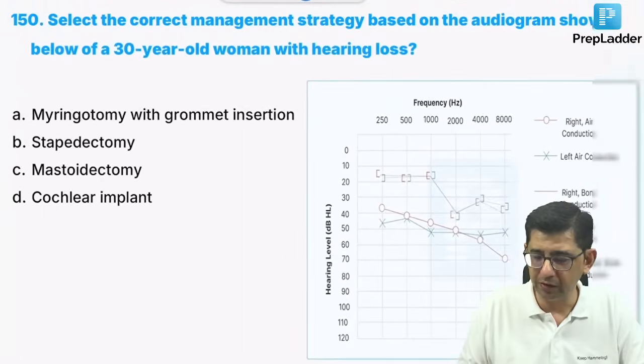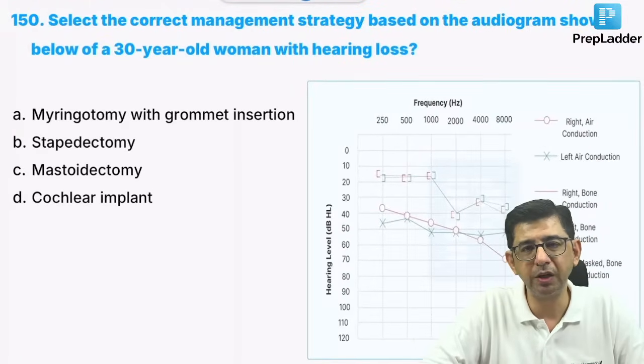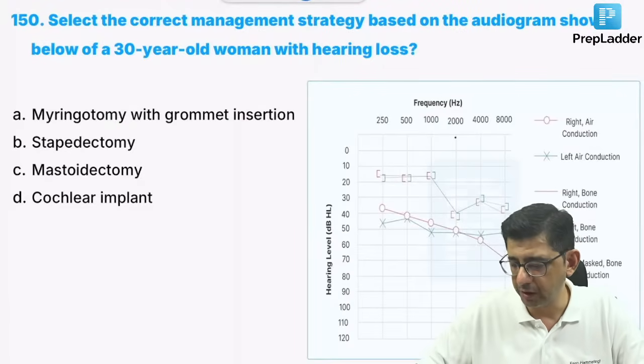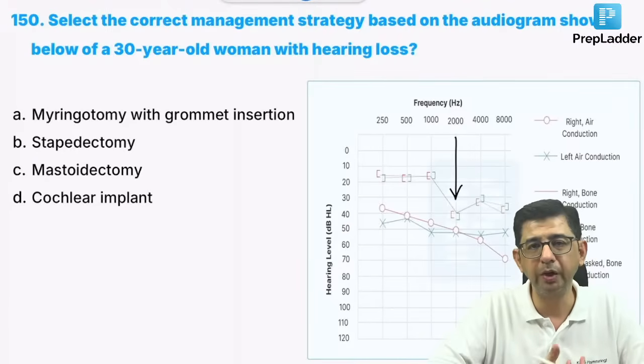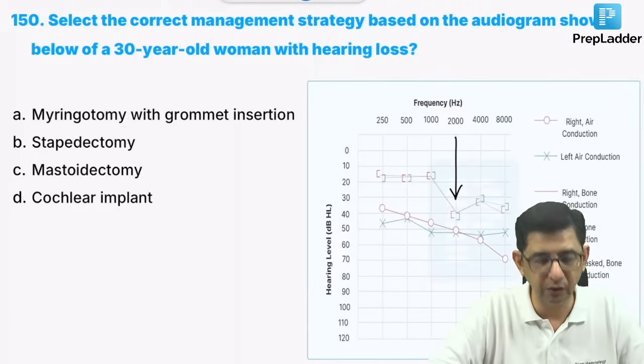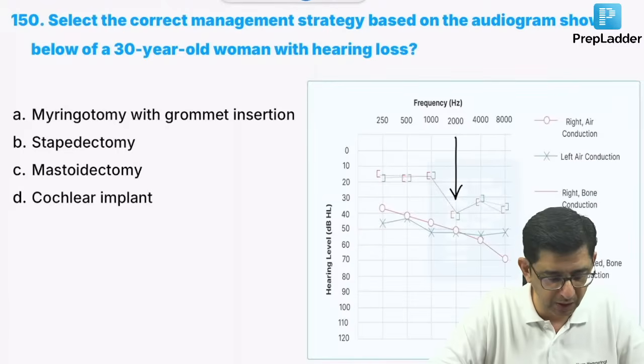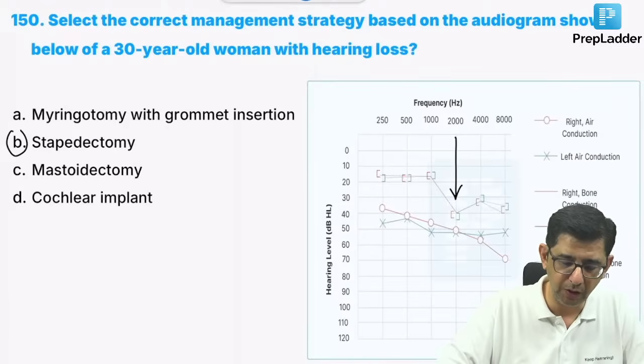And then it's that classical question, because they'll show you two dips only. Either the dip will be seen at 2000 or at 4000 hertz. And here you can notice the dip occurring at 2000. And that is what is called as a Carhart's notch. And the moment you pick up that 2000 dip at Carhart's notch, you know that you're talking about otosclerosis. And in a case of otosclerosis, we'll be going ahead with the stapedectomy.